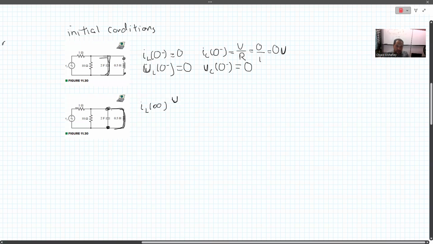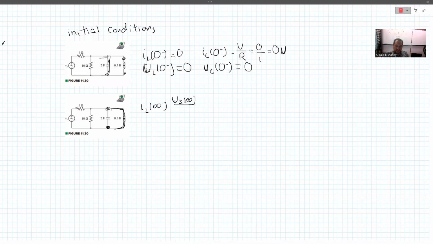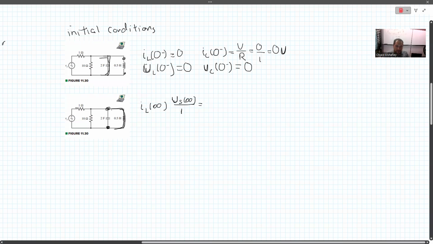So it is equal to Vs infinity over 1. None of the current will pass through this. All of it will go through the short over 1, which is Vs infinity, which is 10, while VL infinity is connected, so it's equal to 0. IC infinity, the current across an open node, is equal to 0, while VC infinity is equal to 0. So currently we have some initial and final conditions we can use in our circuit.